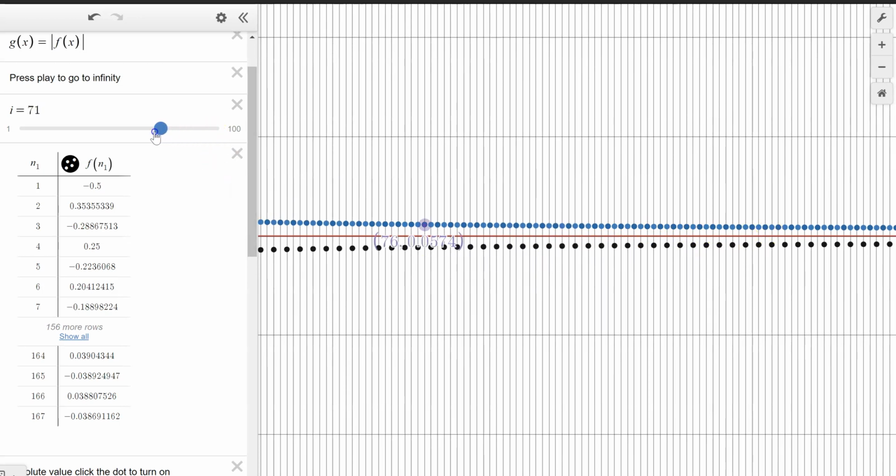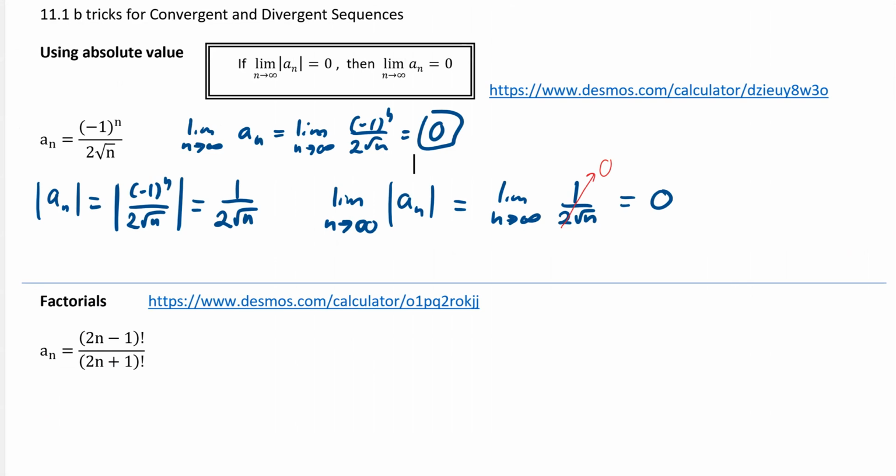So by taking the absolute value, you're basically saying, well, let's just look at the positive version only. If the positive version of it goes to 0, well, the negative also has to go to 0 from the bottom. And that makes sense. So that's one trick, not trip.